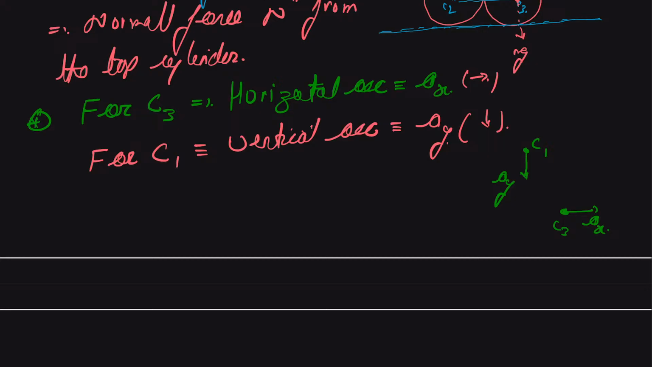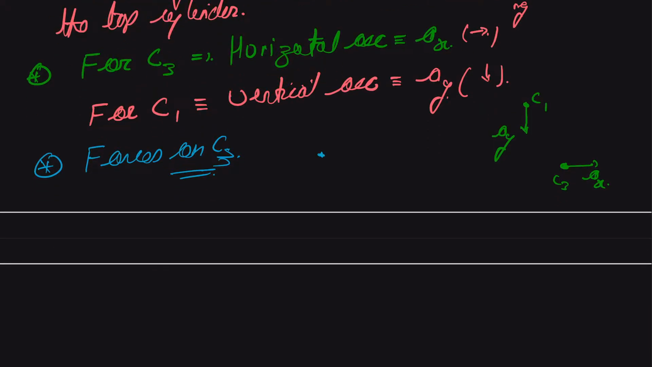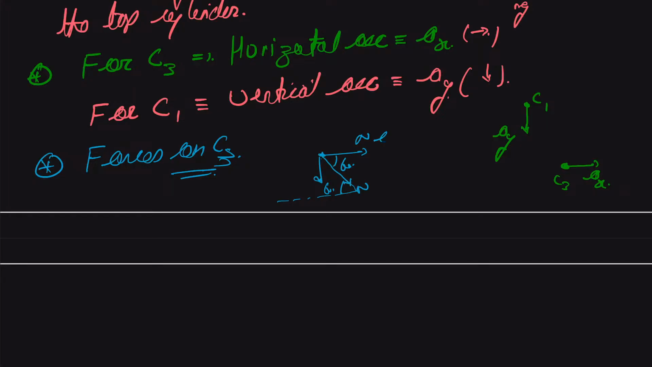So we can write the equations for the forces with respect to cylinder C3. We have a normal on C3, and we can divide this into two components. We know this angle is about 60 degrees, so we get the components N cos 60 and N sin 60.